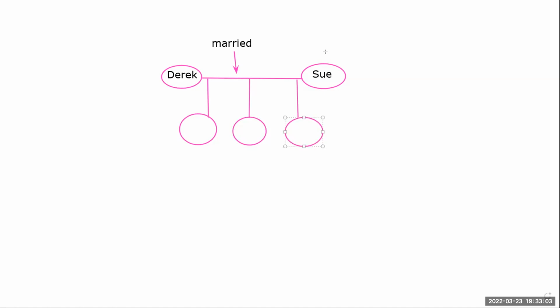Okay, so we can have one of them being John. We can have probably a girl named Mary. And we can have Mark. So these lines that are coming down from Derek and Sue here are telling us that John, Mary, and Mark are the children of Derek and Sue.